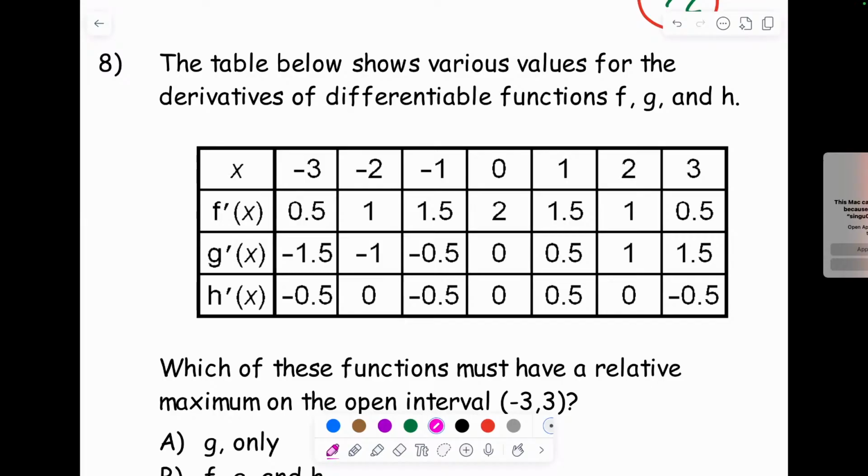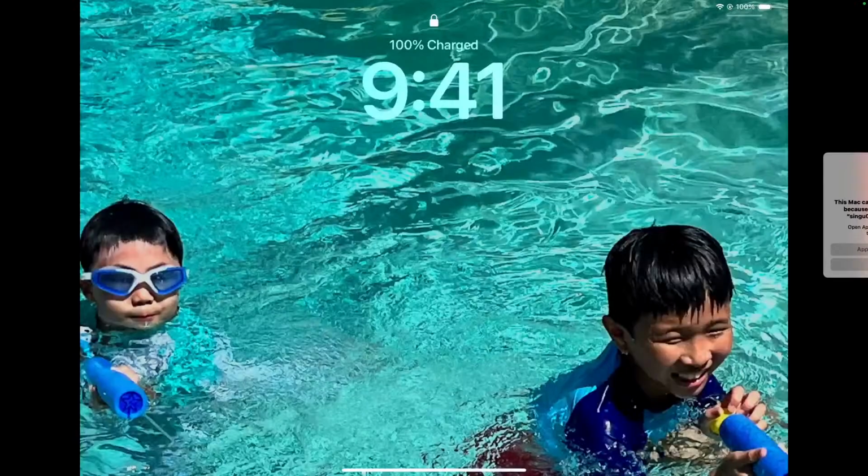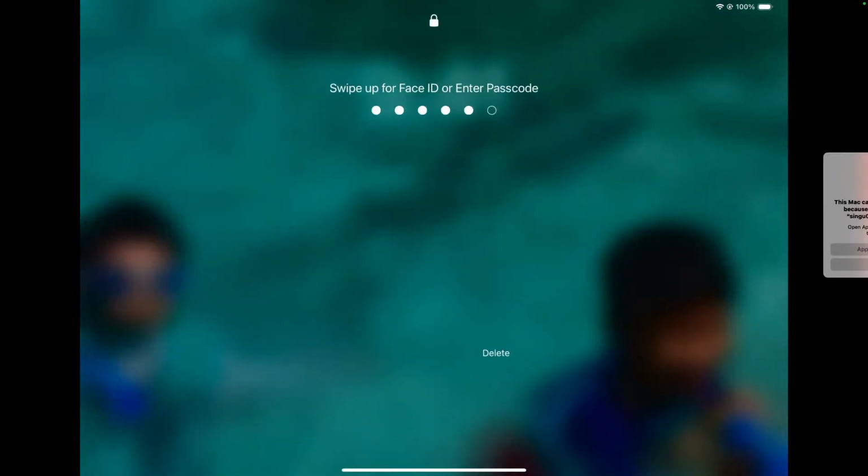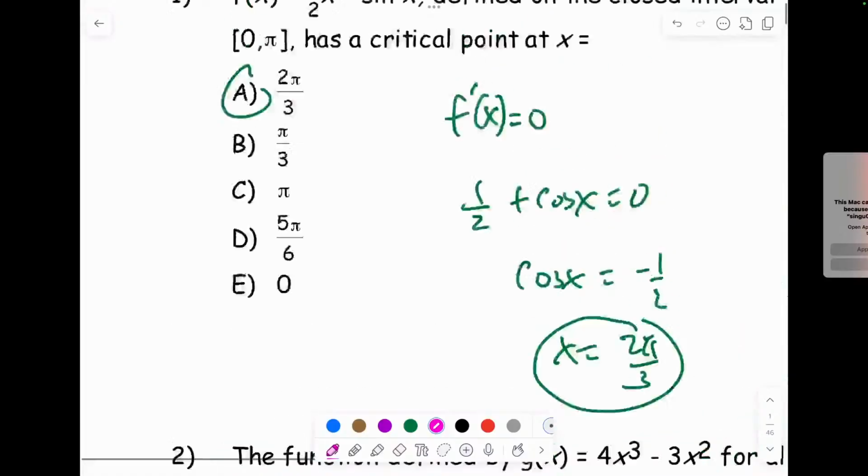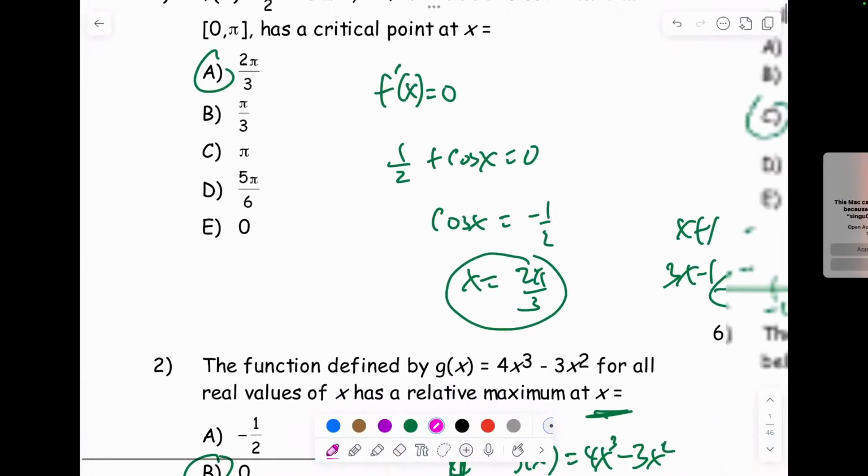Nola, do you understand? Don't just nod. If you don't understand, now it's a good time to ask. Okay. Do you understand? Yeah. Okay. All right. So let's go over all the other questions. I'm going to show you the answer for all the questions, and you can check whether your answer is correct or not. Going with the first one, I got 2 pi over 3.